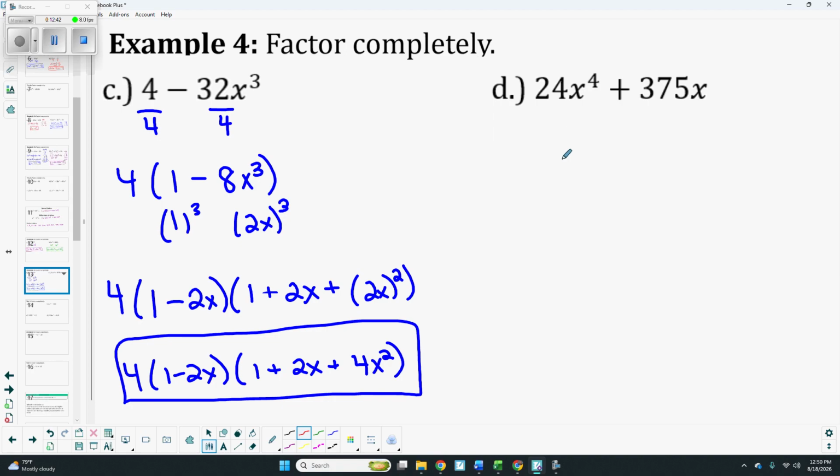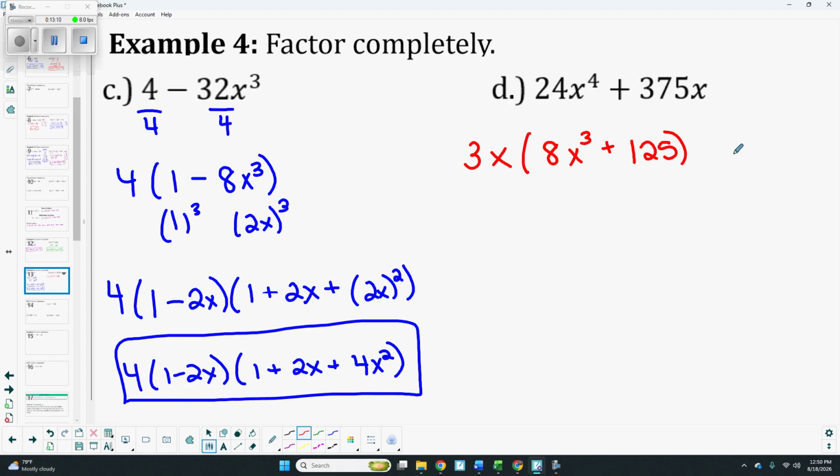All right, for our last one together, again, 24 I don't recognize as a perfect cube, so I'm going to look to take something out, plus they both have x's. So we know we're going to at least take out an x. And then I know 24 is divisible by 3, and 375 is divisible by 3. So let's try taking that out and see if we end up with perfect cubes. So 24 divided by 3 is 8. Now x cubed plus 375 divided by 3 is 125.